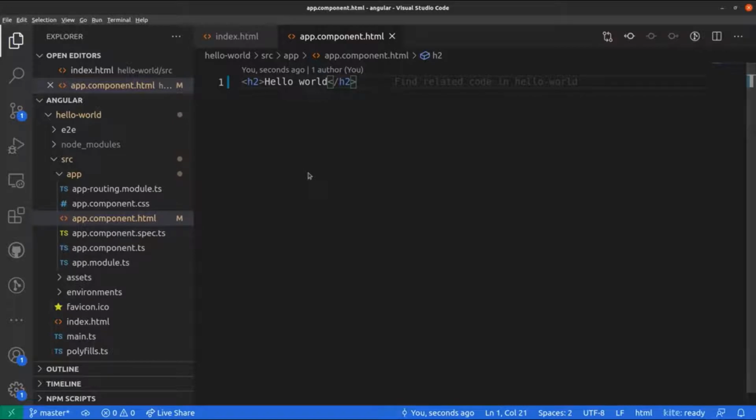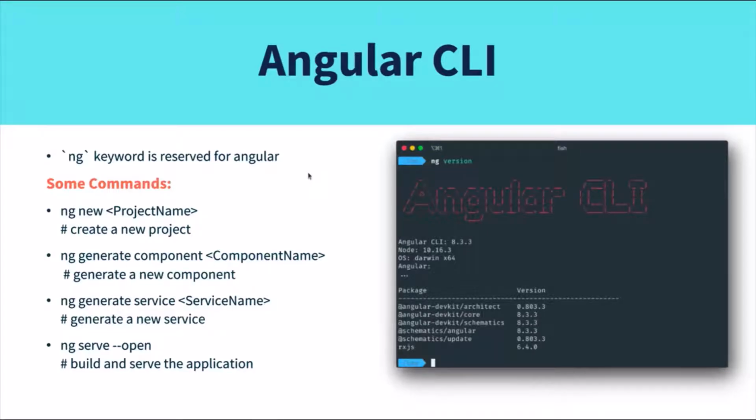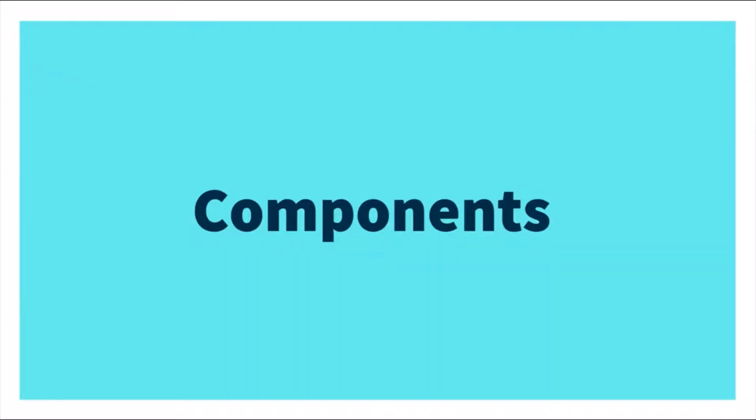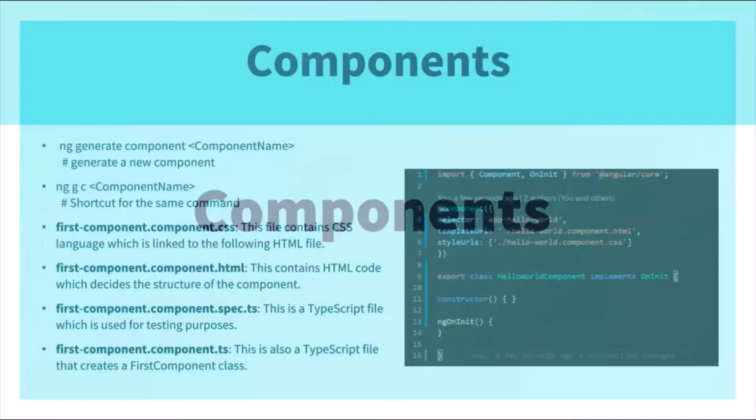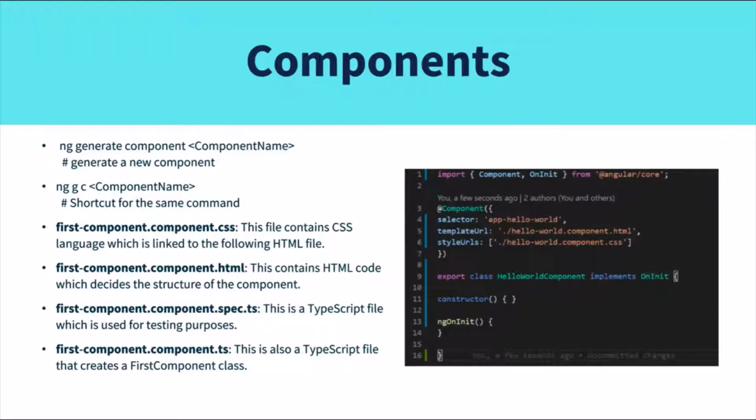Let's get back to our slide. So you saw how we use ng new, then the name of the project, hello world, and ng serve to build and serve the application. Similarly, there are ng generate component, then the name of the component, and ng generate service, then the name. These two are more commands which we can use in Angular. But first we need to learn what components and services are. So first we need to learn what exactly components are. Let's try to generate a component and see what components are and what they do.